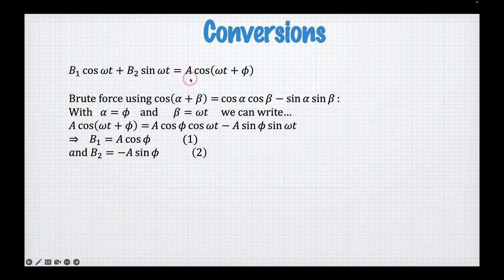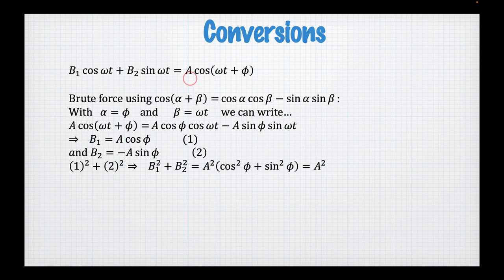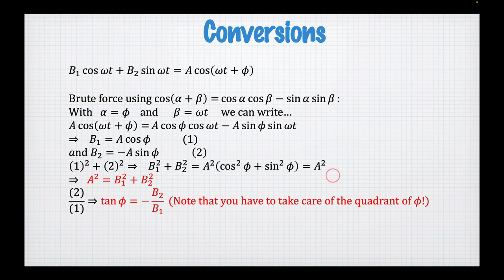So now we need to solve for A and phi. Well, we can take the square of these equations, 1 and 2, which gives us that b1 squared plus b2 squared must be equal to A squared. And we can divide these two equations to find that the tan of phi must be equal to negative b2 on b1. Note that you still have to take care of which quadrant this is in, so it's important to know which one has the negative sign here.